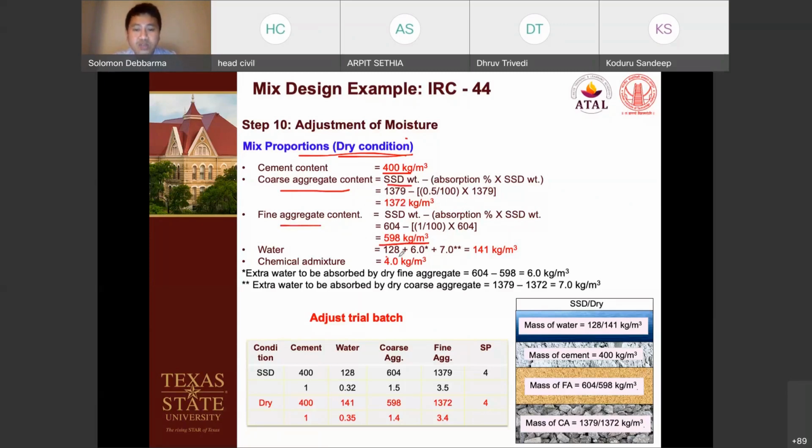And the water, because the aggregate is in a dry state, the amount of water required will be increased, right? So this is how we can make the adjustment of moisture. So we have to provide the mix design in the dry state. If you want to go for the dry condition, you can use this mix design. If the aggregate is in the SSD condition, we can use the other mix design. So we need to make adjustment for moisture.